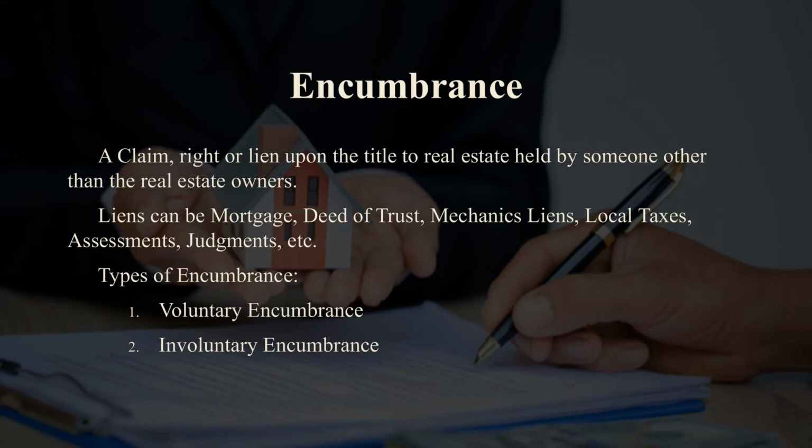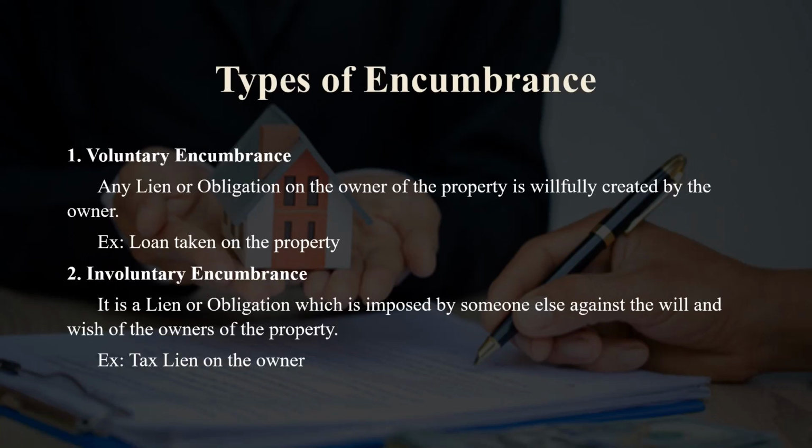We have two types of encumbrance. First one is voluntary encumbrance and second one is involuntary encumbrance. Let us see about them one by one. First we will see what is meant by voluntary encumbrance. It is any lien or obligation on the property that is willfully created by the owner. For example, documents are deed of trust and mortgage.